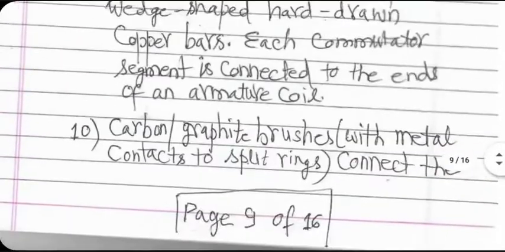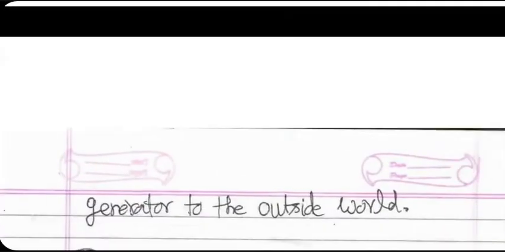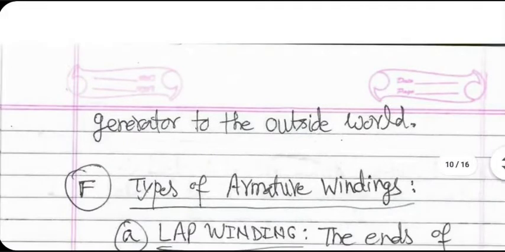Brushes connect the generator to the outside world. The rest of the world sees only the two brushes across which they are getting the voltage that they want. Generally, the number of brushes is two, but there are systems where you can have more than two brushes also. It is not that uncommon to have more than two brushes.